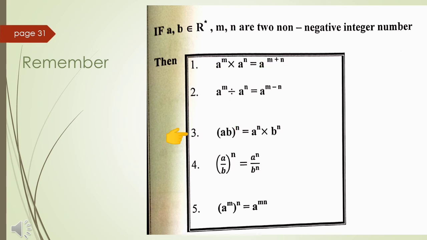However, a times b all to the power of n equals a to the power of n times b to the power of n, which means we have distributed the power. Again, in number 4, we can also distribute the power in division. So you can distribute the power in multiplication as in number 3 or in division as in number 4. Now, note number 5: a to the power of m, all to the power of n. You know this case, when you have such a thing, you multiply the two powers by each other.